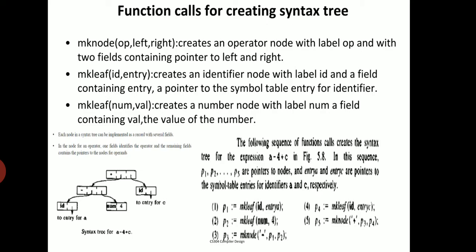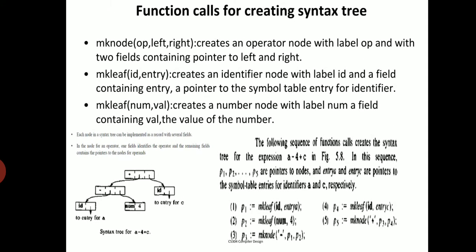mkleaf(id, entry) is the function for creating a leaf with an id identifier, and for a leaf with a numerical value, we have to use the function called mkleaf(num, val). Even though these functions exist, for building a particular syntax tree we have to follow them sequentially. That is shown as an example for the expression a - 4 + c.